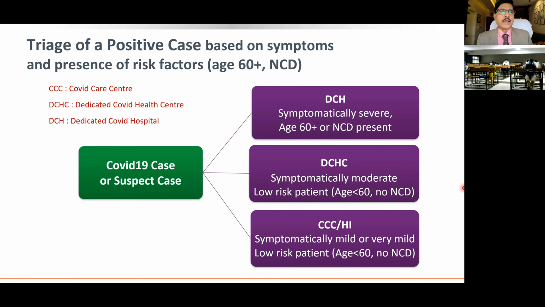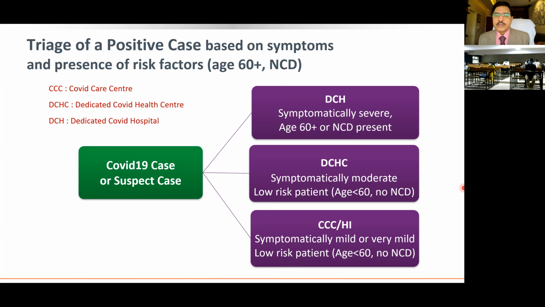So the COVID care center is the CCC. This is a triage of positive cases based on symptoms and presence of risk factors. Okay, somebody is 60 plus and has a non-communicable disease. He is already a case to be admitted. Where do you admit? Dedicated COVID care center is the CCC. DCHC is the dedicated COVID health center. DCH is the dedicated COVID hospital.